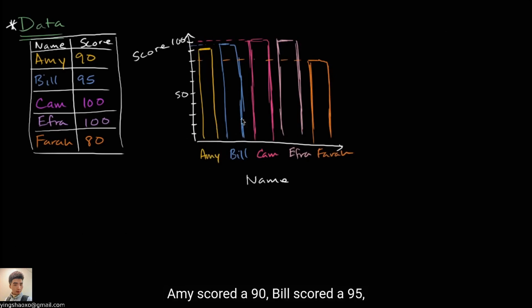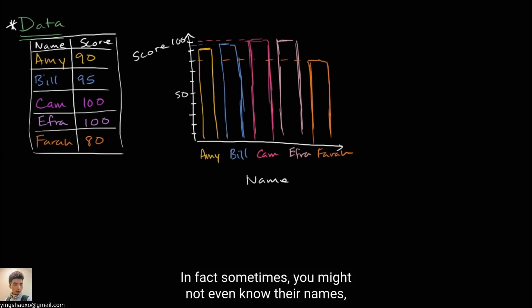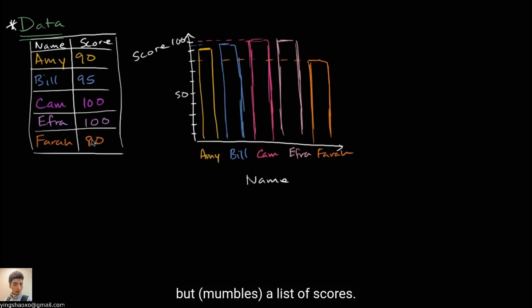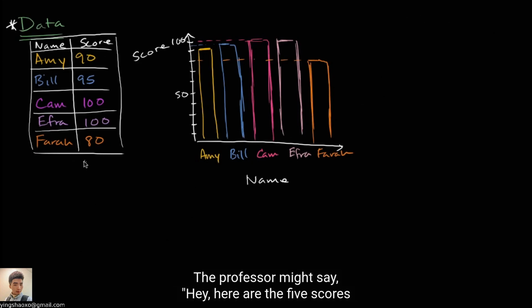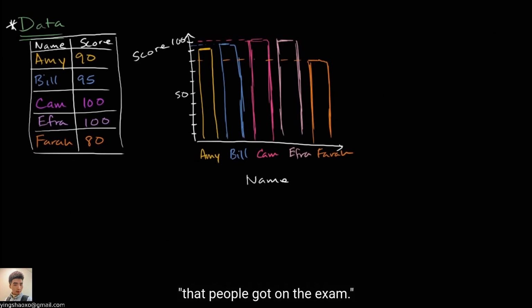Amy scored a 90. Bill scored a 95. Cam scored 100. Efra also scored 100. Farah scored an 80. There are even other ways you can show some of this information. In fact, sometimes you might not even know their names, so it would be less information, and it might just be a list of scores. The professor might say, here are the scores that people got on the exam, and they would list 90, 95, 100, 100, and 80.